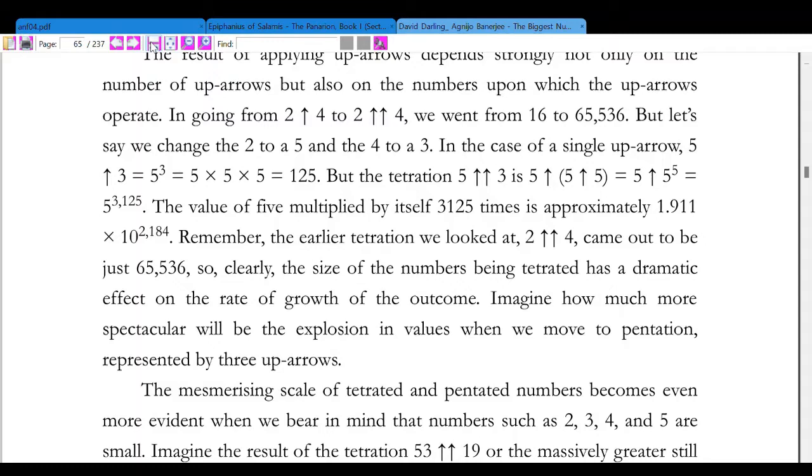Imagine how much more spectacular will be the explosion in values when we move to pentation, represented by 3 up arrows. The mesmerizing scale of the tetrated and pentated numbers becomes even more evident when we bear in mind that numbers such as 2, 3, 4, and 5 are small. Imagine the result of the tetration, or the massively greater still pentation. Yet even these numerical titans are dwarfed by the outcomes if we move to hyperoperators associated with even more up arrows.